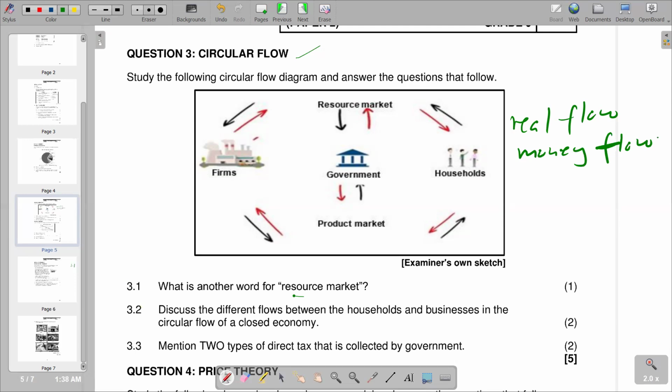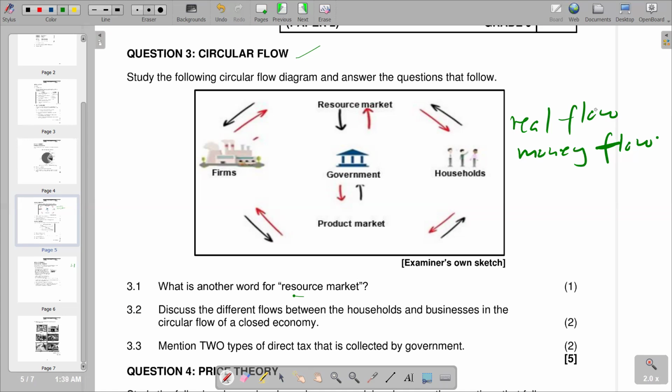Basically, the businesses buy labor from the households, and the households provide labor to the businesses, and then they produce goods and services. In return, the households get factor income in the form of salaries and wages, and then they use those salaries and wages to spend on buying goods and services. That is the scenario we have of different flows between the households and businesses.